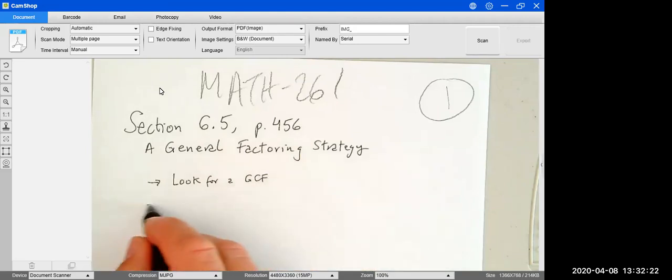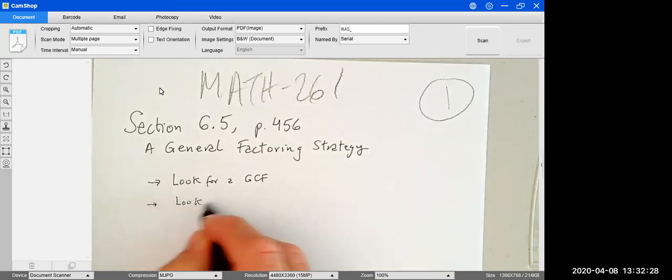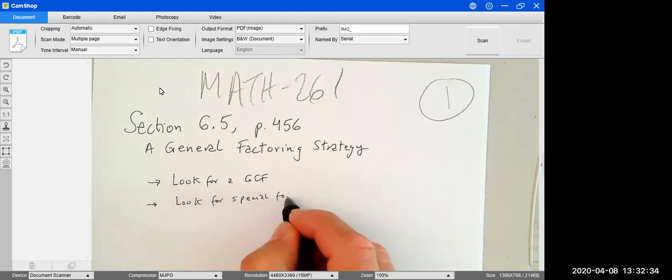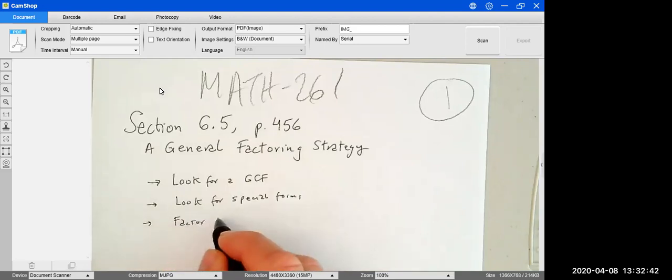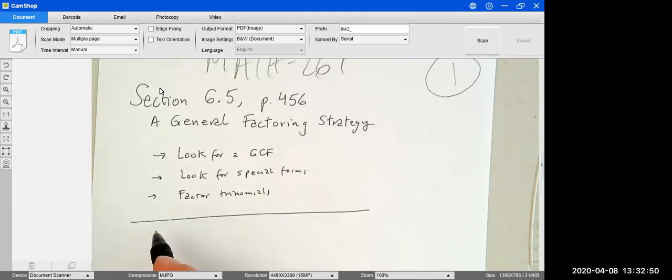Then you're gonna look for special forms, and finally you're gonna factor trinomials if you have them, and that is gonna be the end. So let's start solving some examples.